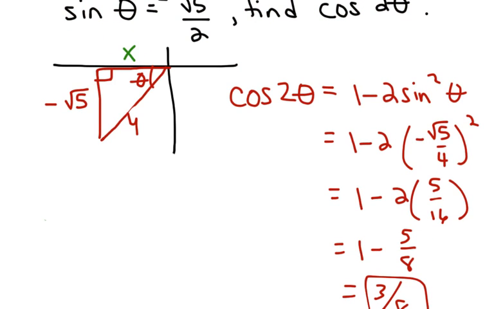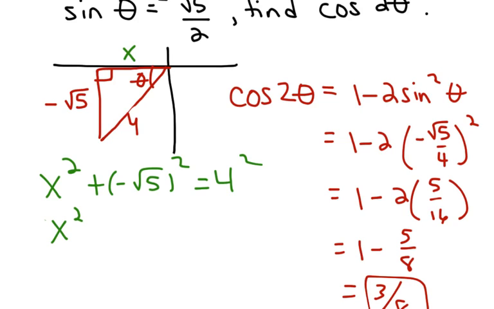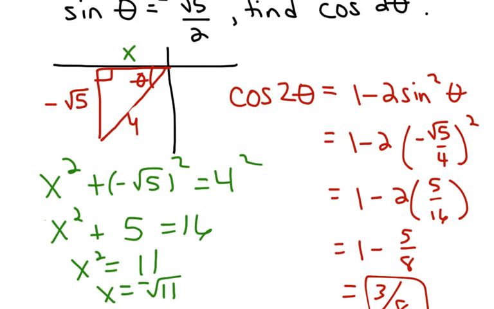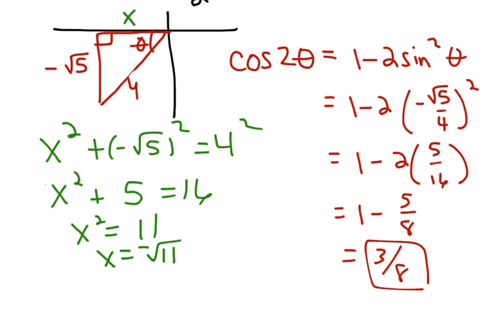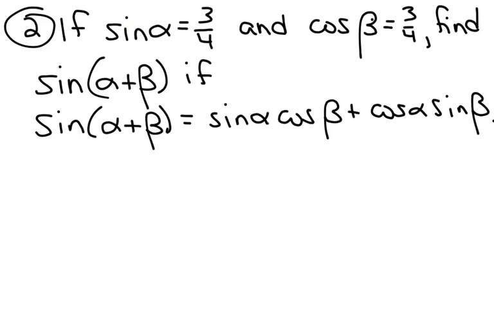And then if I needed to go find the missing side, I would do x squared plus negative square root of 5 squared is equal to 4 squared. Now this will work because now the hypotenuse is bigger than the leg. Plus 5 is equal to 16, so x squared is equal to 11, so x is the square root of 11, but you need to make it negative if you wanted to use another formula. However, this one was set up so you didn't have to find the missing side.